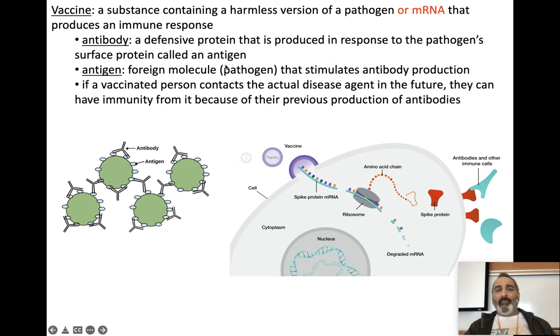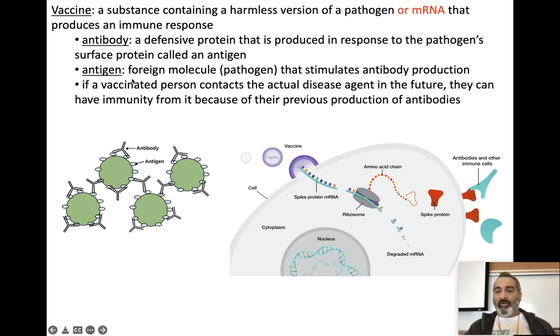So what does it mean when you have an immune response? When you have an immune response, it means your immune system, your white blood cells, produce antibodies. That means you have had an immune response. You produce antibodies in response to something foreign. The foreign substance that is infecting you is called the antigen. So you make antibodies in response to an antigen.